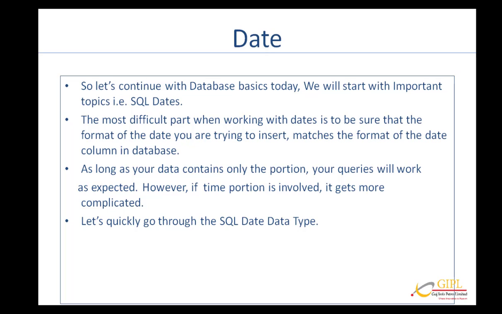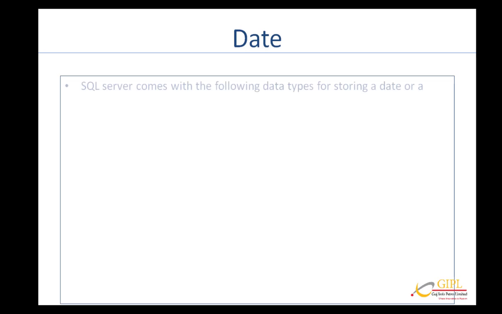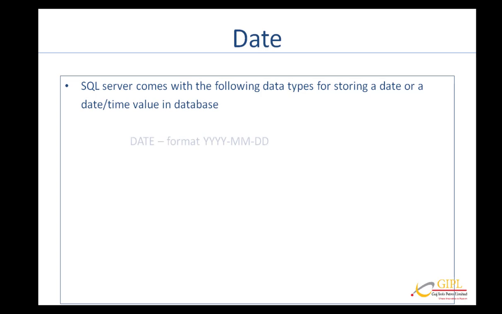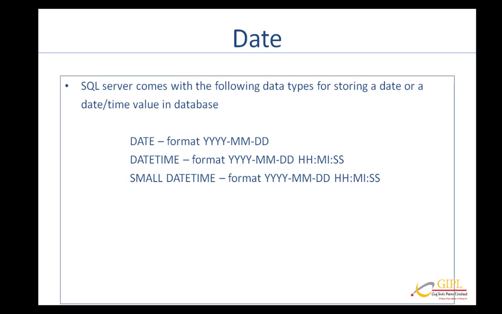Let's quickly go through the SQL data types. SQL Server comes with the following data types for storing a date or a date time value in database. Here are the data types for storing a date. One is date, with YYYY-MM-DD format. Second one is datetime, with format YYYY-MM-DD HH:MI:SS. Third one is smalldatetime, with format YYYY-MM-DD HH:MI:SS. Fourth one is timestamp format. It is a unique identifier.